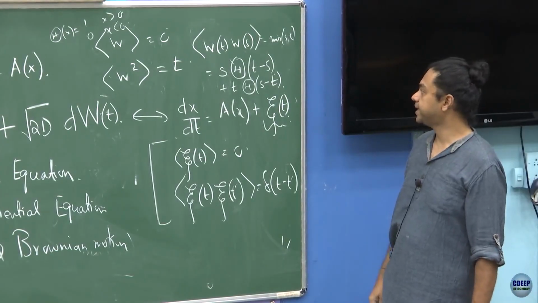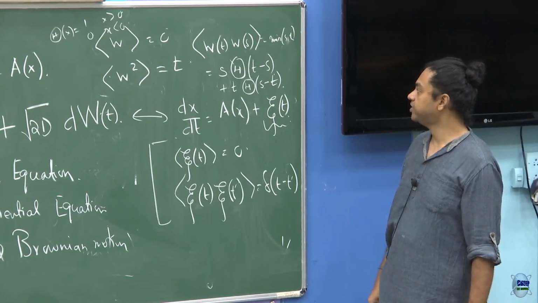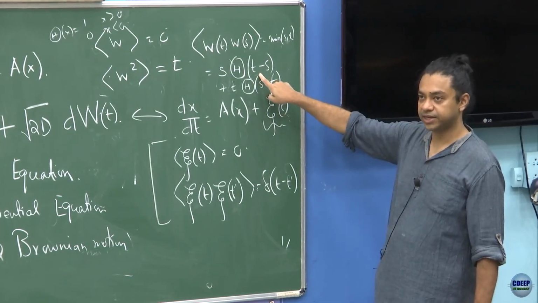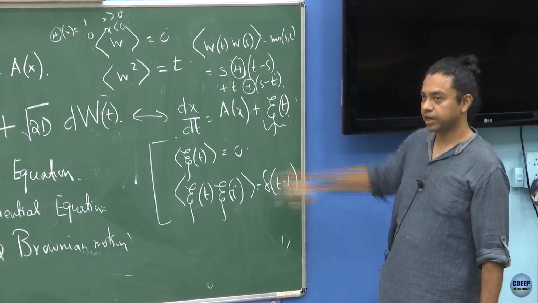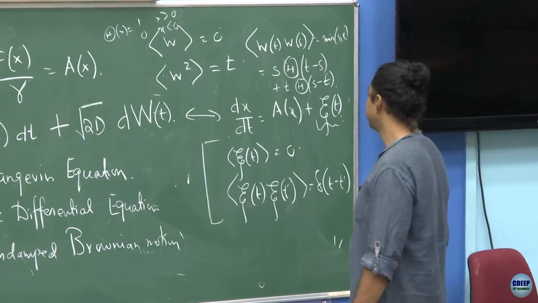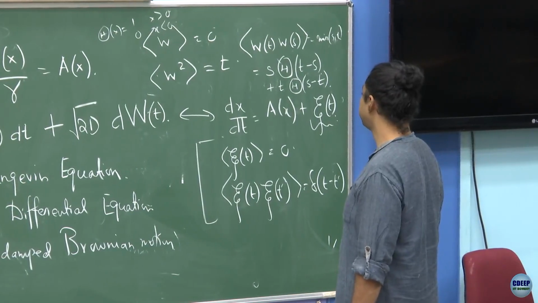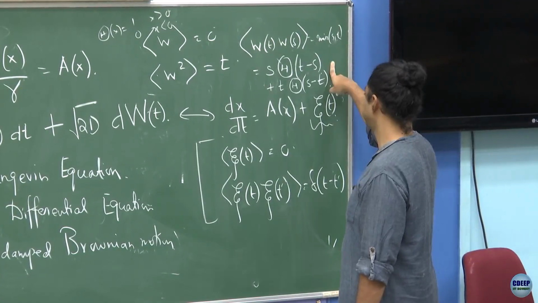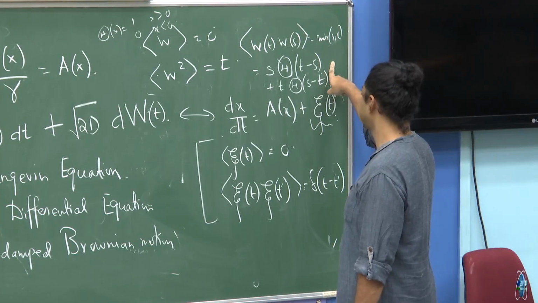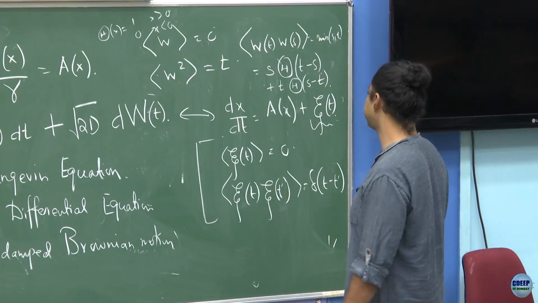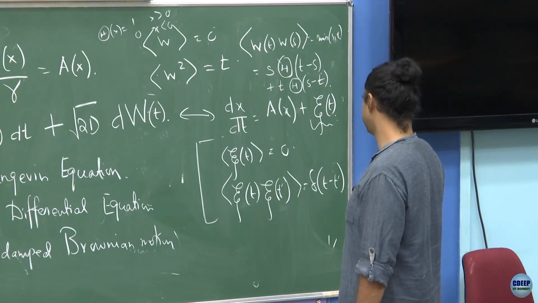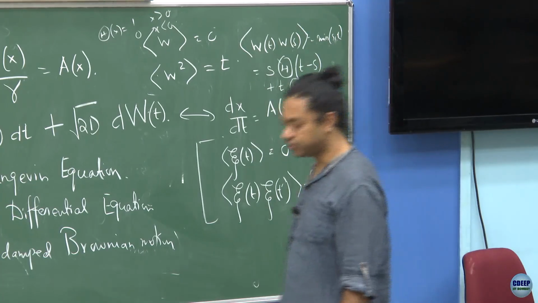Now, I can take a derivative with respect to t. Derivatives of Heavisides are Dirac deltas, right. So, if you take a derivative with respect to t, and again a derivative with respect to s, then you will get a delta of t minus s. So, this follows from the property of the Wiener process itself.